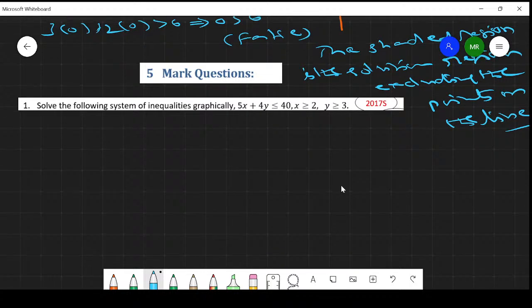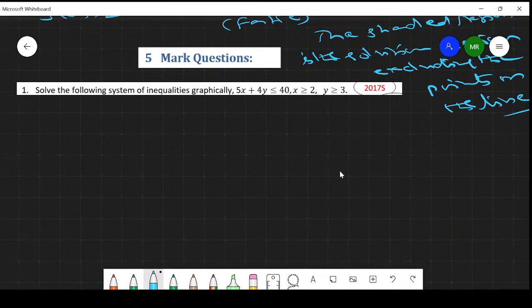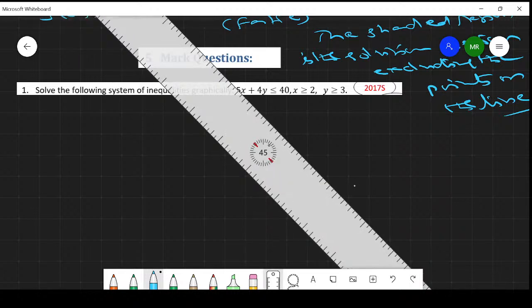Solve the following system of inequalities graphically: 5x plus 4y less than or equal to 40, x greater than or equal to 2, y greater than or equal to 3. I can consider this one, right? You can see when I have taken this one.